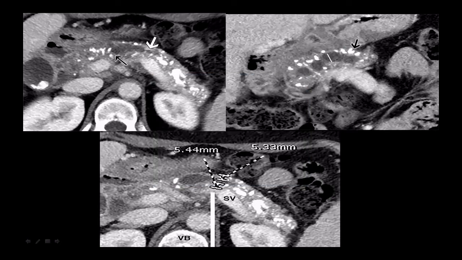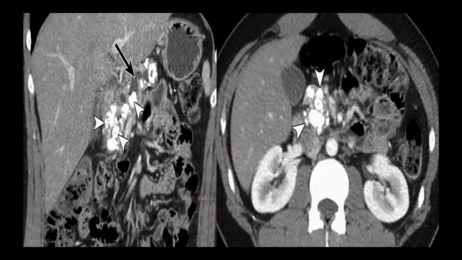And if we measure the pancreatic parenchyma on either side of the duct, it is showing only 5 mm thickness. That signifies that significant atrophy of the pancreas has set in. So this is another case of chronic pancreatitis where we can see dilatation of the main pancreatic duct with irregular areas of stenosis in between.